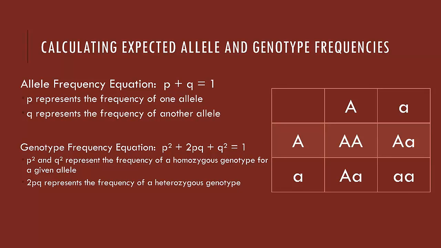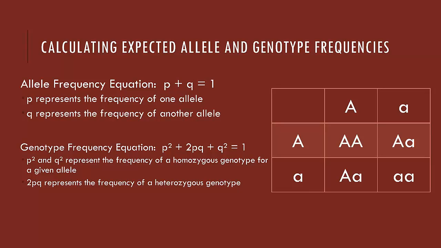So then how do we calculate expected allele and genotype frequencies? So allele frequencies use an equation called P plus Q equals 1, where P represents the frequency of one allele and Q represents the frequency of another allele. Genotype frequencies are expressed in the equation P squared plus 2PQ plus Q squared equals 1. P squared represents the frequency of a homozygous genotype for one allele. 2PQ represents the frequency of a heterozygous genotype, and Q squared represents the frequency of the other homozygous genotype.